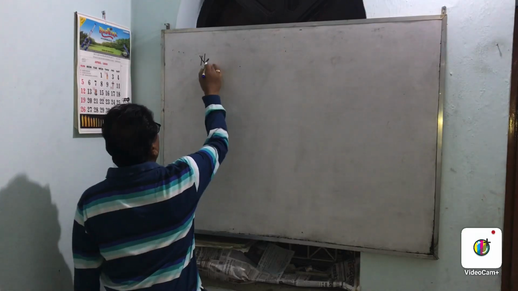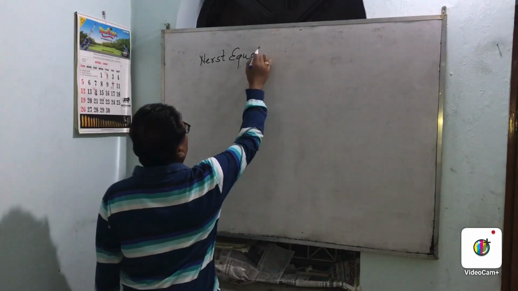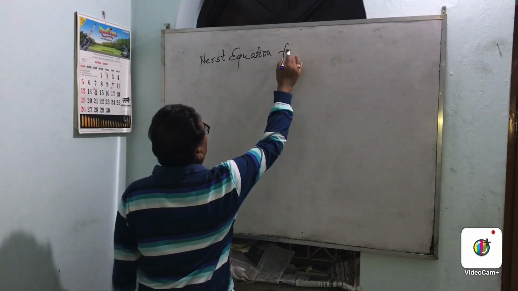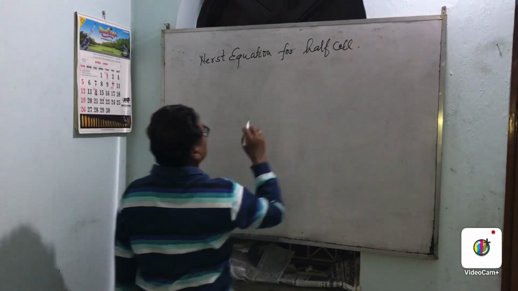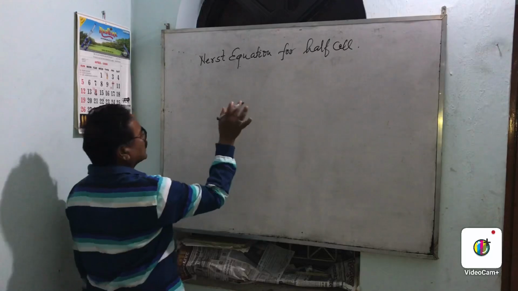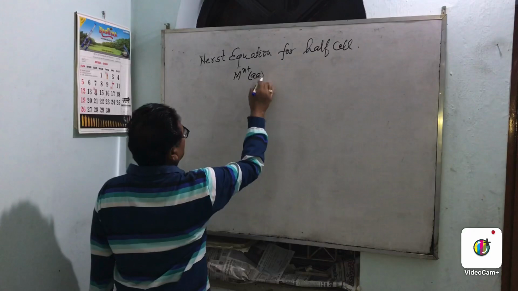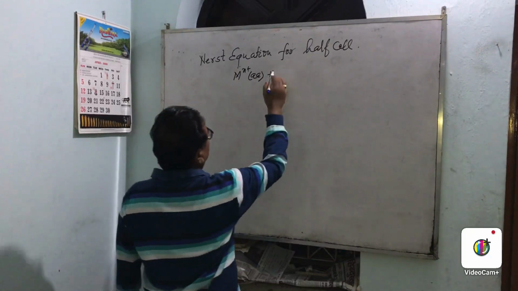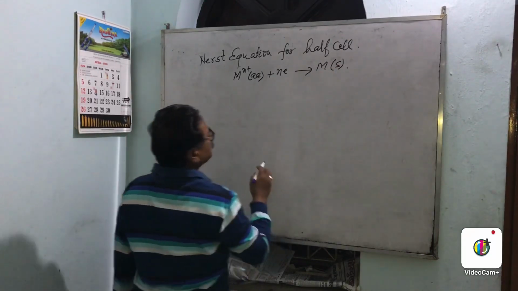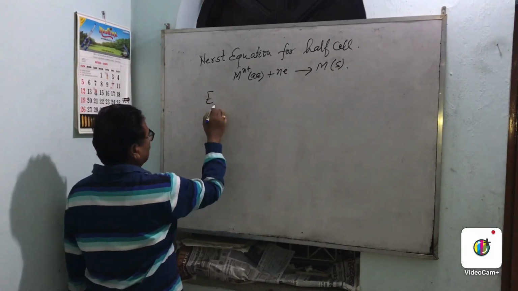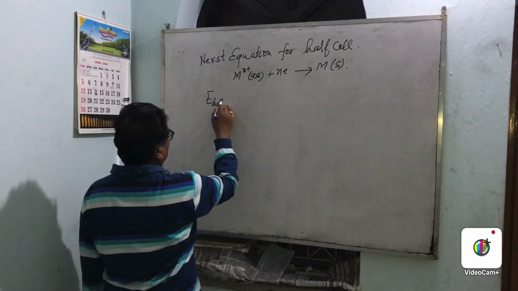So this is the Nernst equation. Today's topic is the Nernst equation for a half cell. The Nernst equation is always considered for the general reaction M n plus plus n e minus gives M, and this is solid. So E cell, or this is written as half cell, or simply it is written as E half cell.